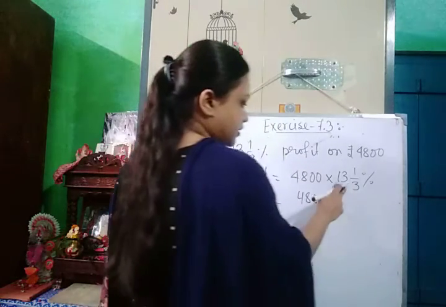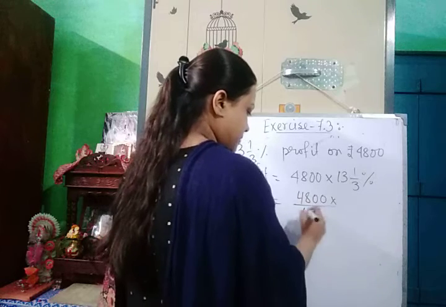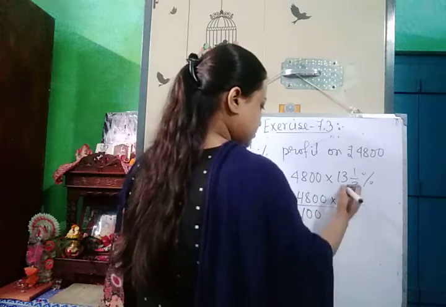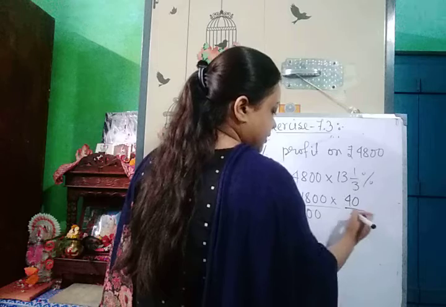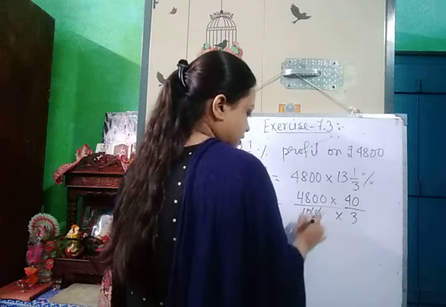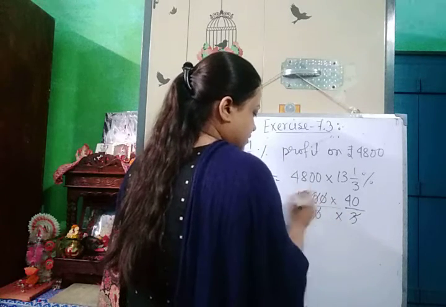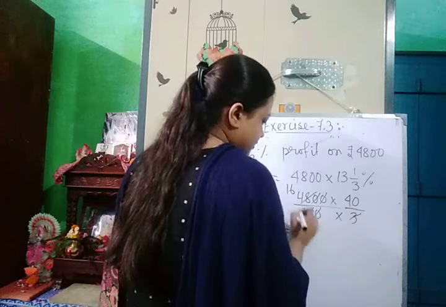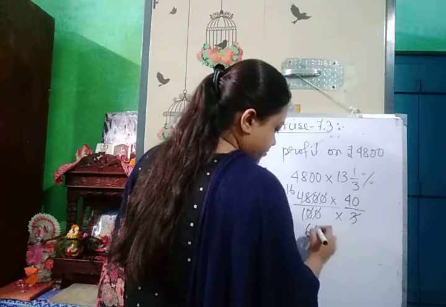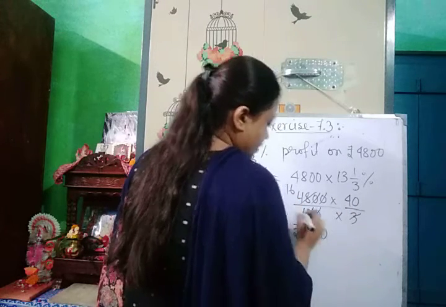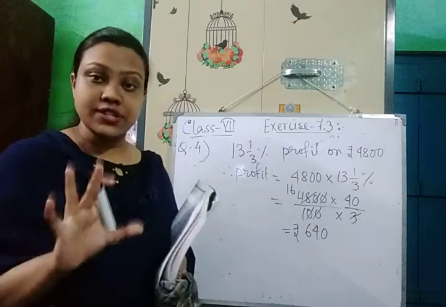So now we will do the cancellation. First we will divide the whole thing by 100. So I am dividing by 100 here. 13 whole 1 by 3 means 40 by 3. So cancellation done. 3 1s are 3, 3 16s are 48. So 16 into 4, 64 and 1 0. So rupees 640 is the profit on the first Almirah.